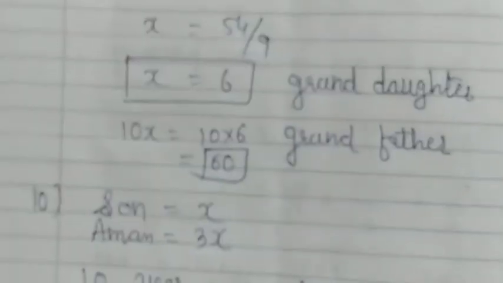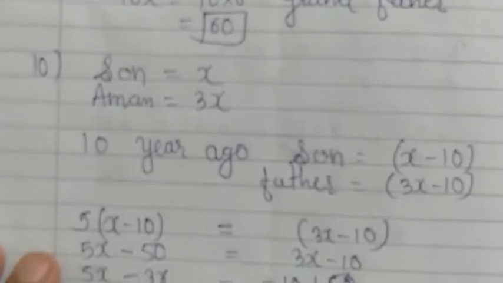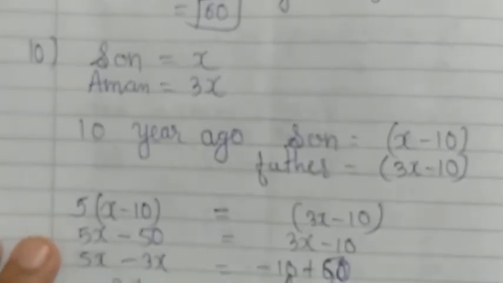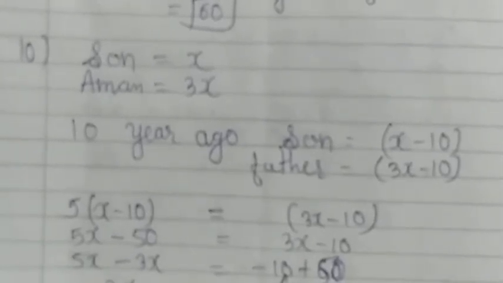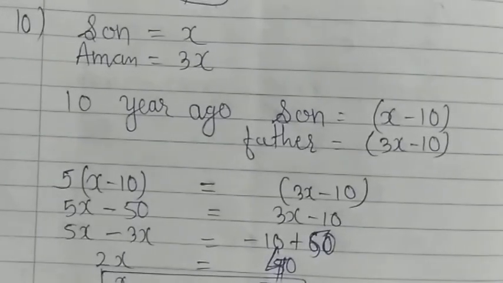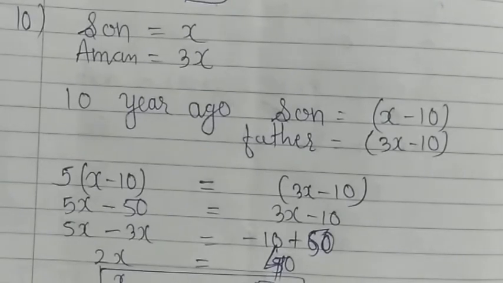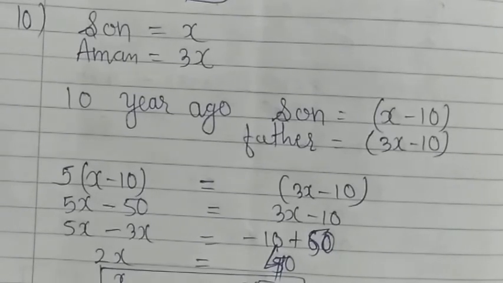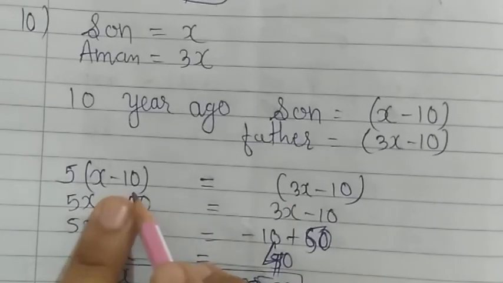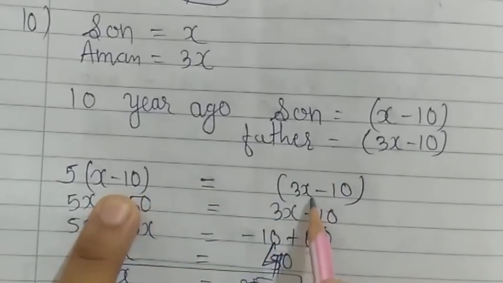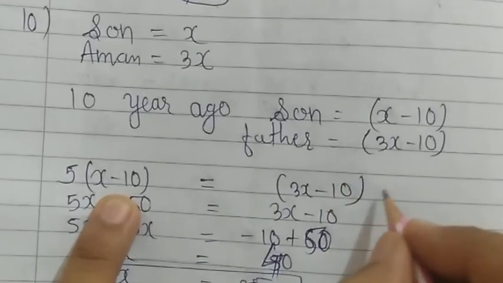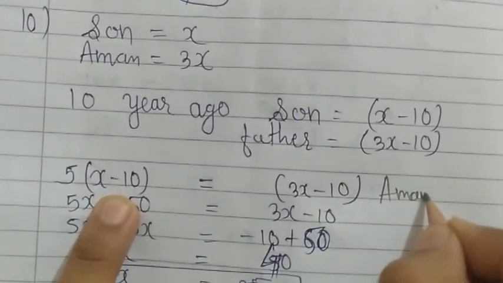So let me solve this question. Question number 10. Son's age is x years and Aman's age is 3x. Now 10 years ago, son's age is x minus 10 and Aman's age is 3x minus 10. It says that before 10 years, Aman's age was 5 times his son's age. So 3x minus 10 is the father's, Aman's age, right?